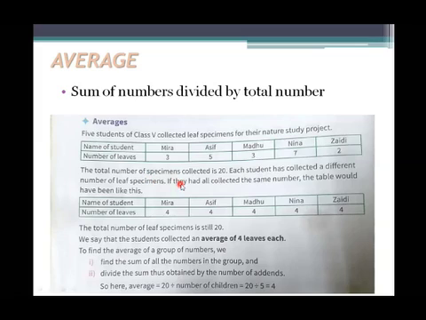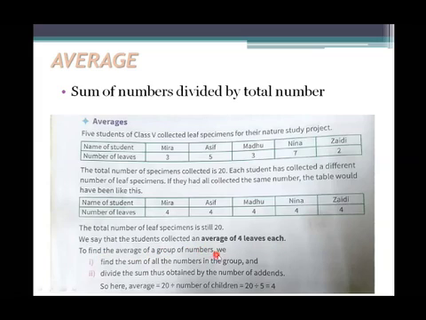The total number of specimens collected is 20. Each student has collected a different number of leaf specimens. Only Meera and Madhu collected 3 leaves each; all the others collected different numbers. If they had all collected the same number, the table would have been like this. For example, if all collected 4, then the total number of leaf specimens is still 20. So we say that the students collected an average of 4 leaves each.